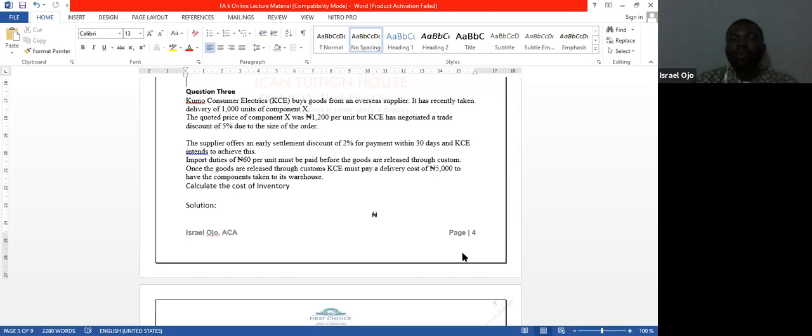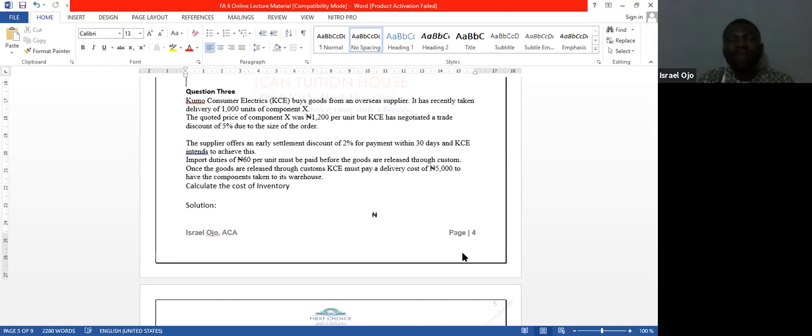So the first thing, before we go to calculation, let us try to know the costs that are relevant for us. With the first one, we purchase 1,000 units, okay? And the quoted price is 1,200 naira per unit. But we are given trade discounts of 5%. Now, I said earlier that the purchase price will be the listed price minus trade discount, because you didn't pay for that trade discount. So you are not going to recognize that trade discount in your cost of inventory.